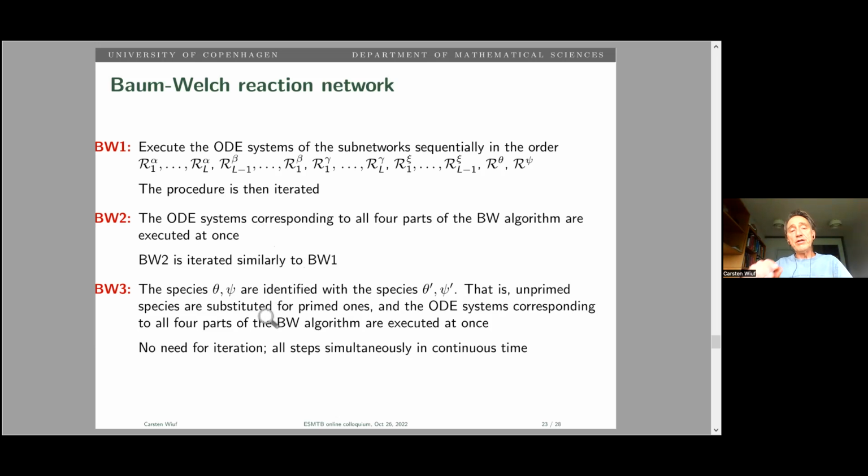Or we could identify the theta species with the prime one and the psi with psi prime, and then run everything in one go. Then we don't need an iteration step because we update the parameters continuously as we go along. So that is sort of the ideal position to be in if we could do this, right? Because this would only require us to run a reaction network once and not iteratively.